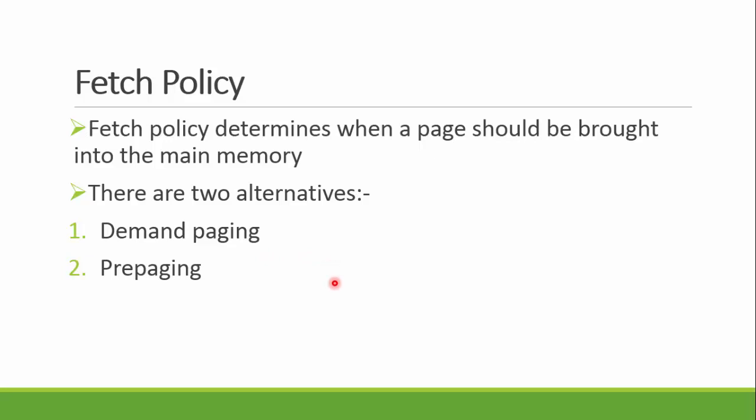Fetch policy determines when a page should be brought into the main memory. As we all know, all the pages of all the processes are not in the main memory at one time. So there should be some policy, some algorithm, or some system to determine when to bring a page into the main memory. There are two ways this is done: one is demand paging and the other is pre-paging.